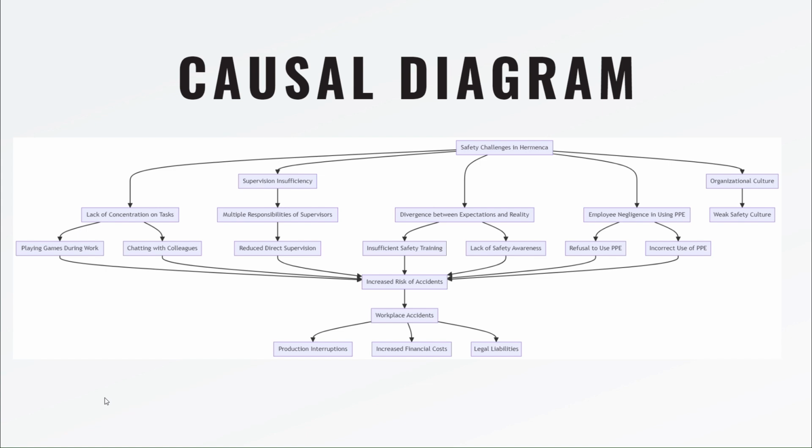And now with the causes. Supervision and insufficiency. Multiple responsibilities of supervisors at Ermenka: they have an extensive workload, which limits their ability to supervise employees directly and effectively. This leads to reduced direct supervision, increasing the likelihood of unsafe work practices, diverging between expectation and reality.